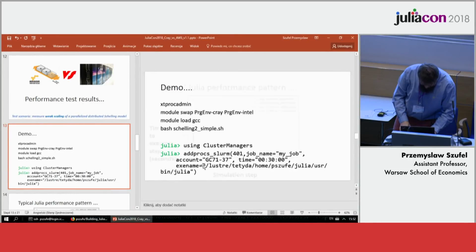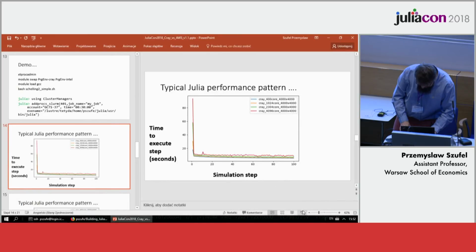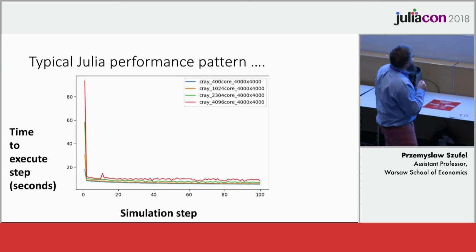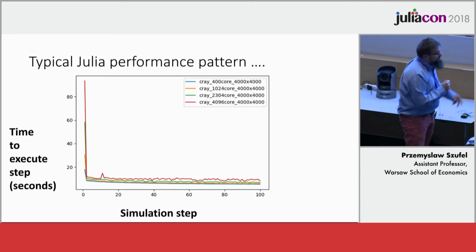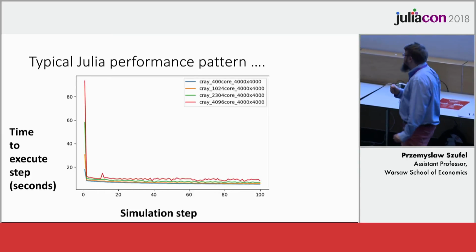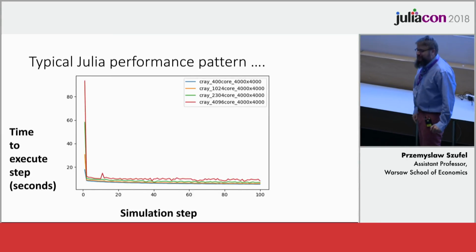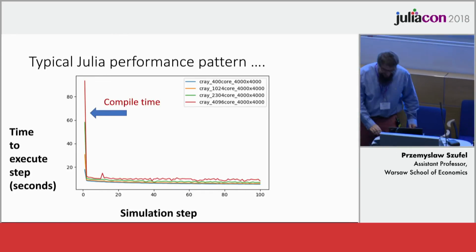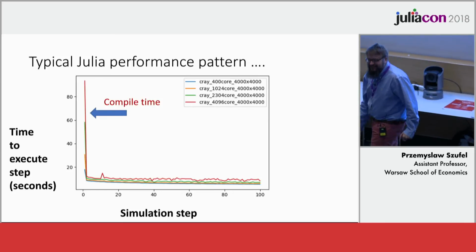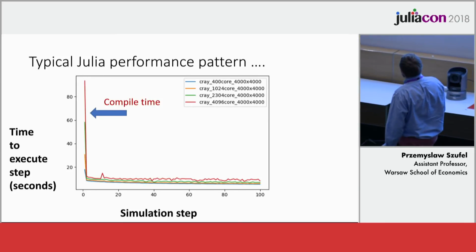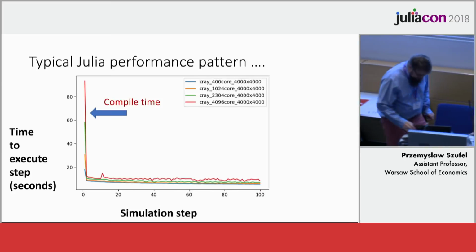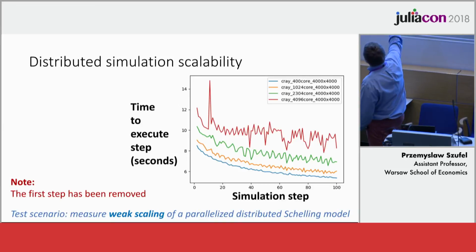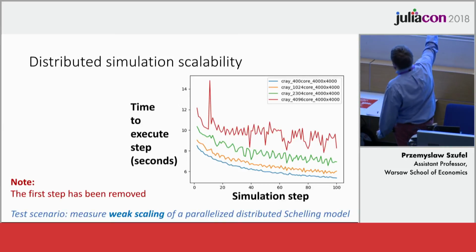So this is what I did, and now what are the Julia performance patterns? So first I started with making a plot like this, but of course what's happening in the beginning? Julia is compiling the code, okay? So you know what I mean. So I've cut off the first piece of the time.